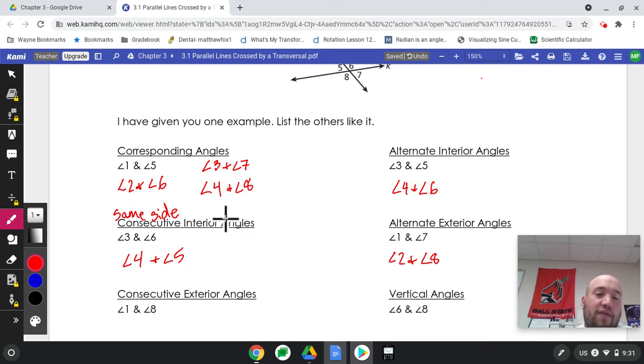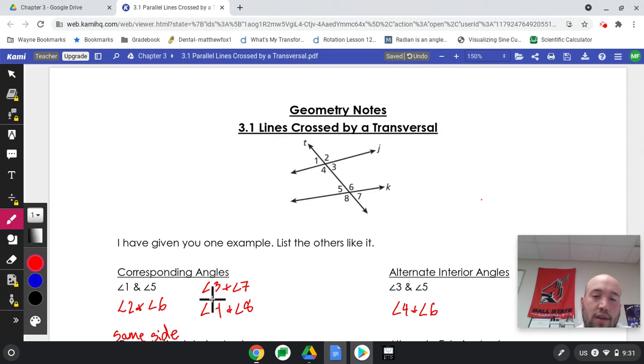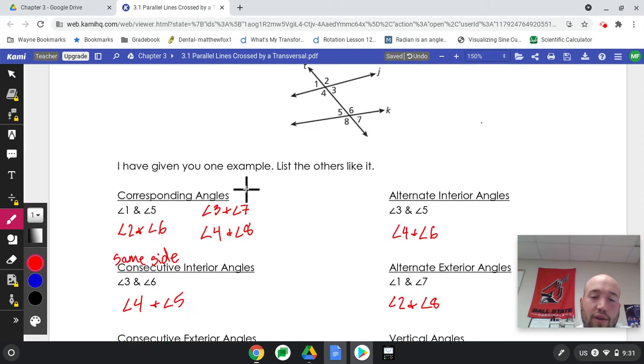Okay, then consecutive exterior. Once again, that's like same side, but instead of on the inside, it's on the outside. So exterior, outside, same side of the transversal, like 1 and 8 here, both on the left. Also 2 and 7, both on the right.